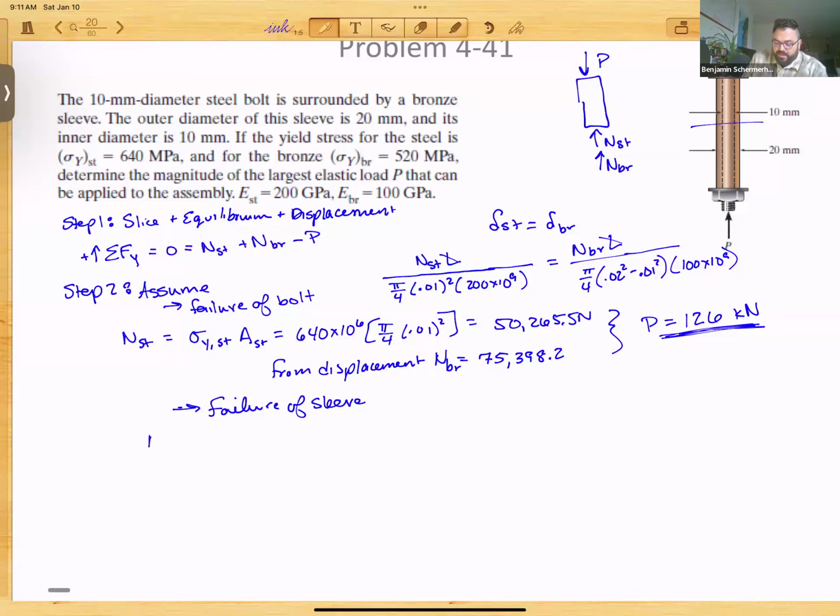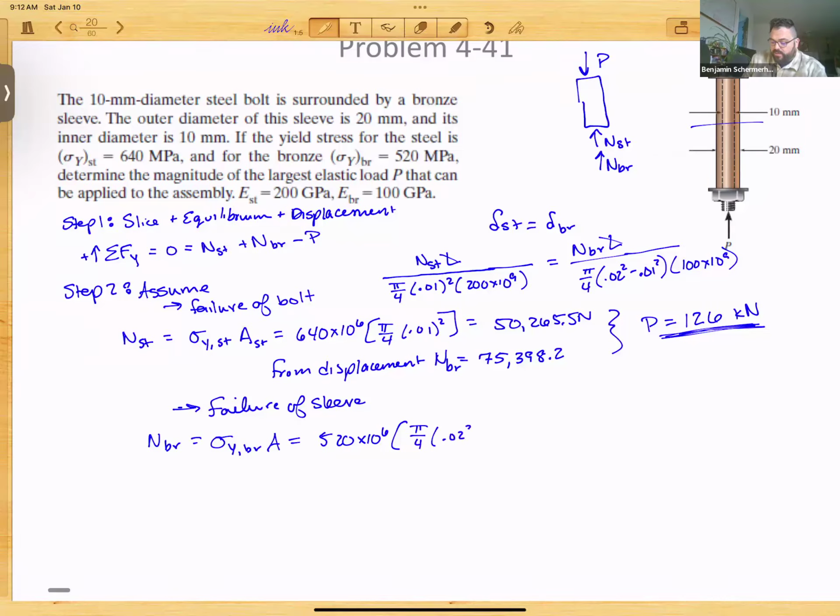So same general process, and bronze here. We're now using the yield stress for bronze, assuming that breaks first. They're not both breaking at the same time. That's super important. They're not both breaking at the same time. One is going to fail before the other. So you're not going to use both of these normal forces to find P. That does not work.